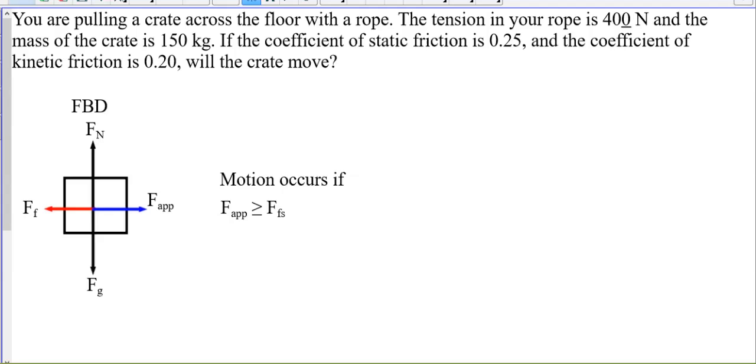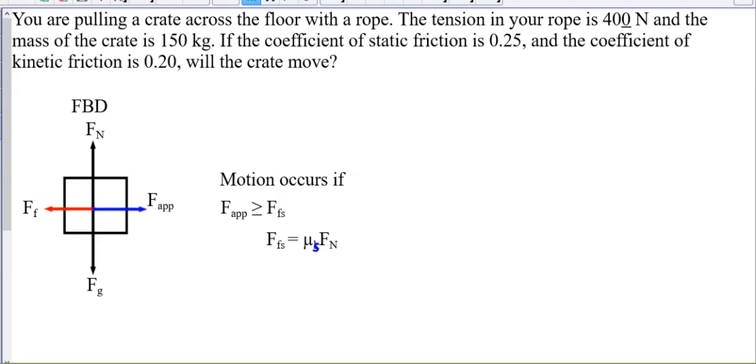So motion will only begin if my applied force, or all the forces that are pulling to the right, in this case just the one applied force, is greater than or equal to my force of static friction. So let's just figure out what my force of static friction is. Oops, I put a K there when I should have put an S.